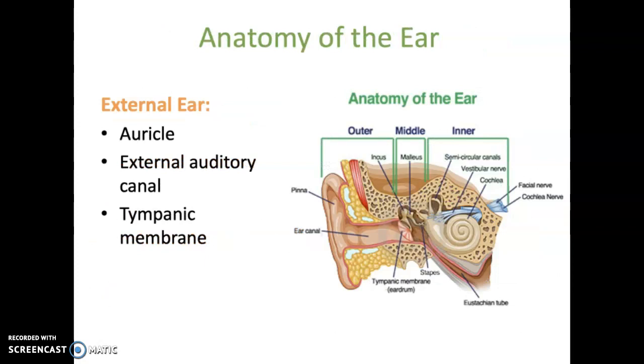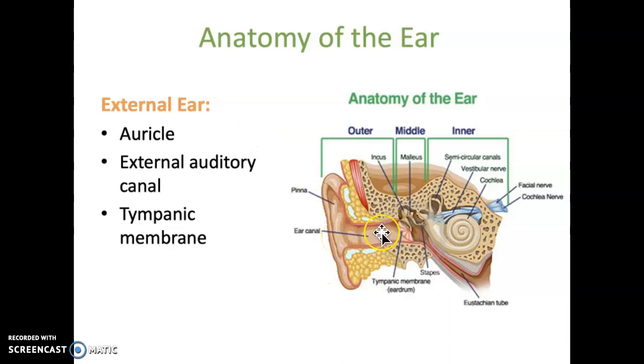Moving on to the ear, it's within the ear that you have receptors for hearing and equilibrium, which are 2 of the 5 special senses. There's 3 divisions. The external or outer ear consists of the auricle, which is the cartilage that's located outside of the head, and it collects sound waves. So this is the part of the ear that you can actually see.